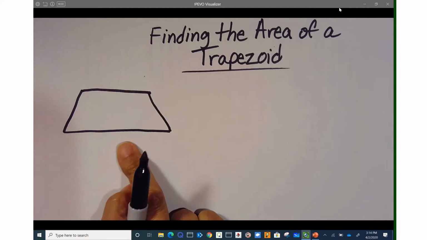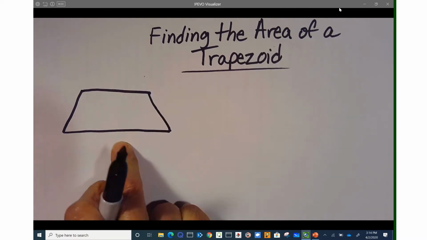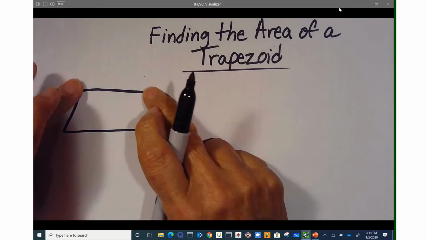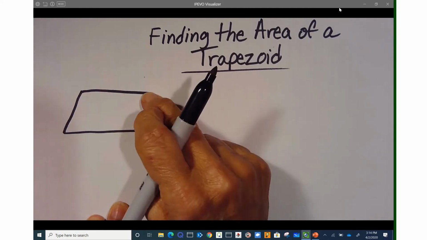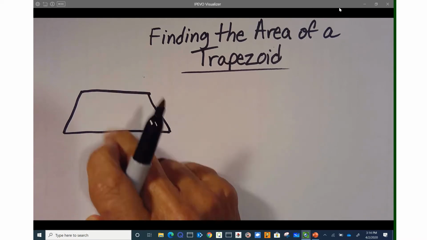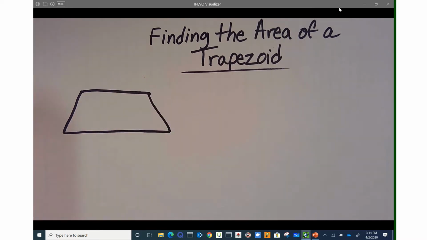Okay, so a trapezoid with both the parallel lines. To identify it, a trapezoid has two bases and two equal sides. This base is shorter than this base, but these both are considered bases.